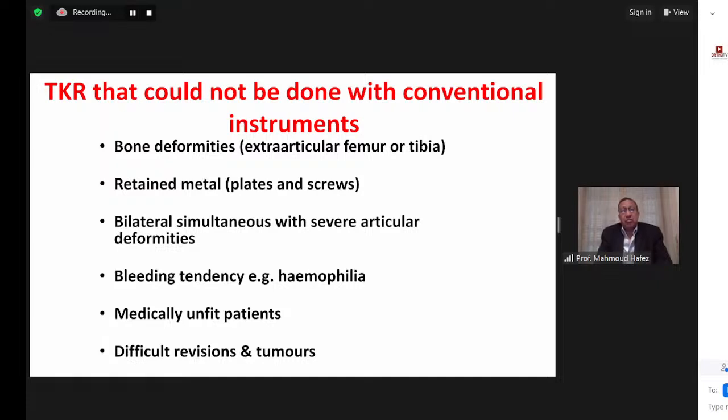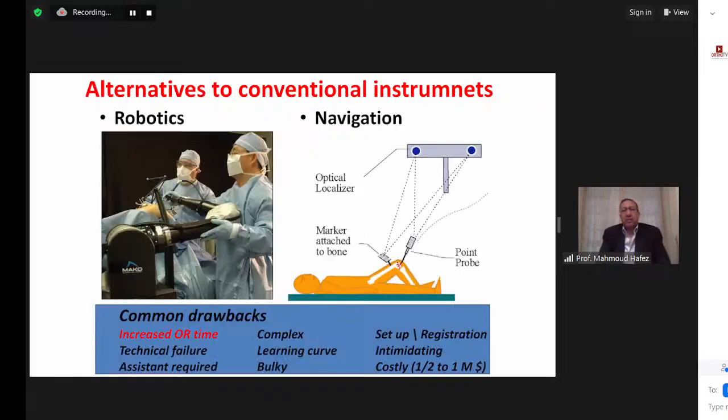Medically unfit patients, and then you have difficult revision of tumors. All these will require technology. I didn't mention why technology is needed when you have hemophilia: just because you don't go into the medullary canal, you're reducing the risk of bleeding. Then in this case, it is good for hemophilia, okay? I mentioned that if you're doing a bilateral and you have to use a stem, then in this case, you use computer-assisted surgery.